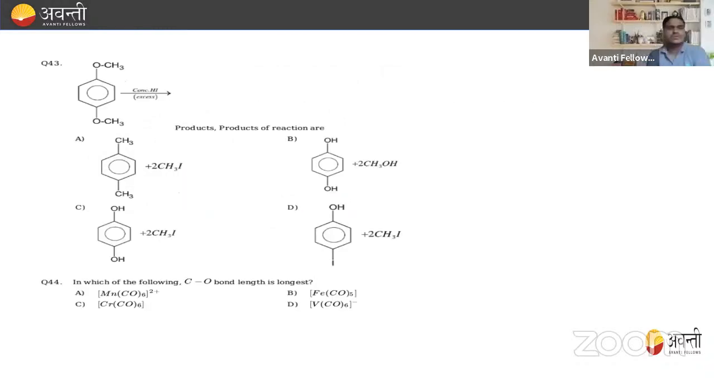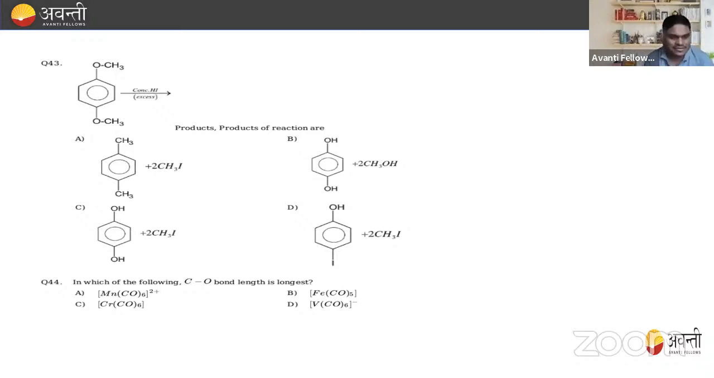Now in question number 43, what does the question ask? In this, the OCH3, also known as the anisole group. So this is dianisole, because both para position OCH3 groups are opposite to each other. When this is treated with concentrated HI in excess, then the products of the reaction are. So what are the products formed for this reaction?